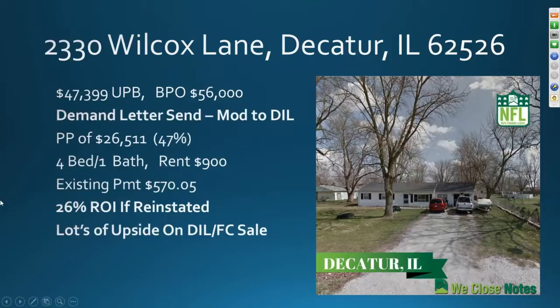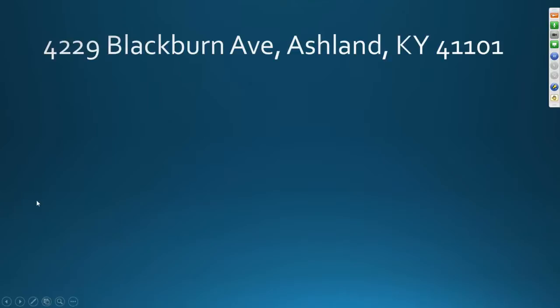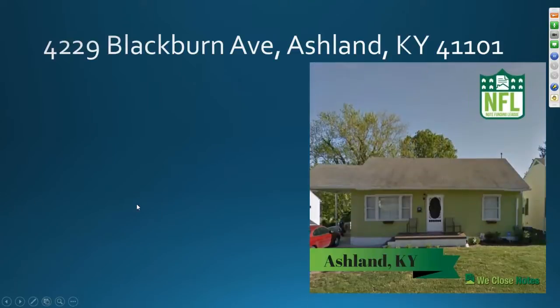All right, moving on. Ashland, Kentucky, 4229 Blackburn Avenue. I call this the Key Lime House when I saw it. Lots of pride of ownership as well. Manicured yard is really nice. BPO is at 80. 85,000 is UPB, so they're upside down.